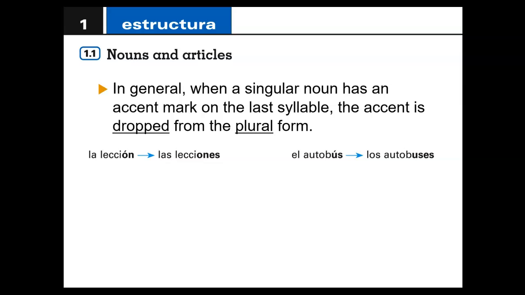So in general, when a singular noun has an accent mark on its last syllable, the accent is dropped from the plural form. Notice here, there's an accent mark. If you go over here, it's dropped when you make it plural.